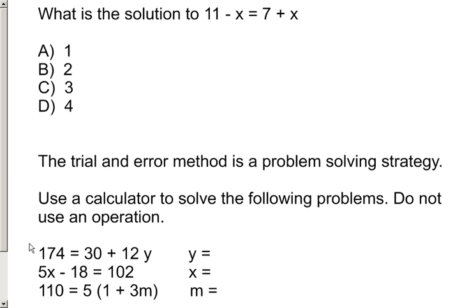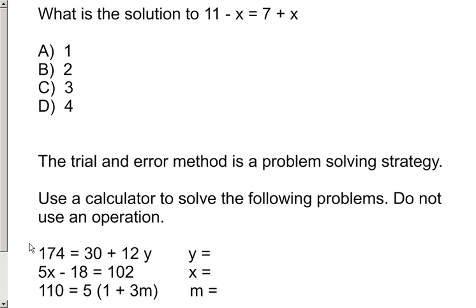If I try letter B, 2, 11 minus 2 is 9. 7 plus 2 is 9. 2 is a solution to the problem because I've solved the problem. It's a true solution. One side of the equation equals the other.